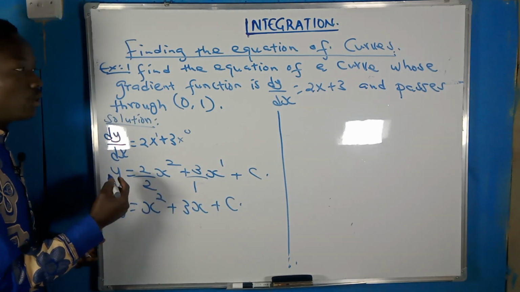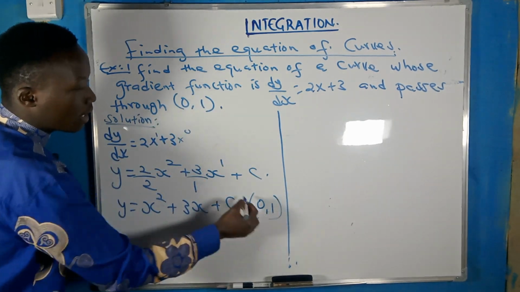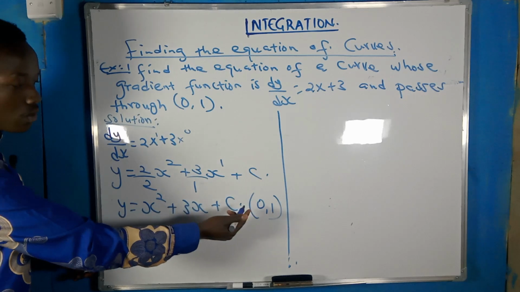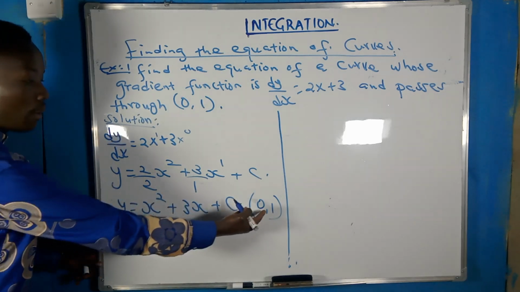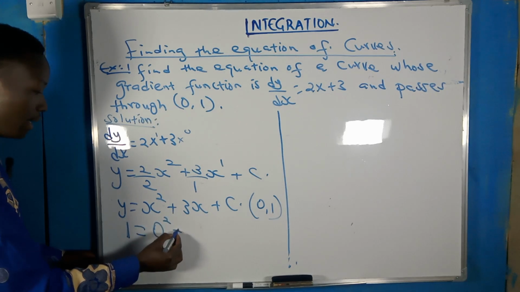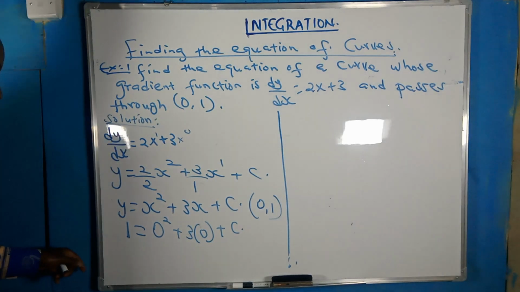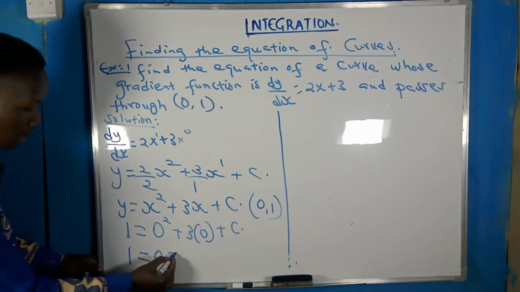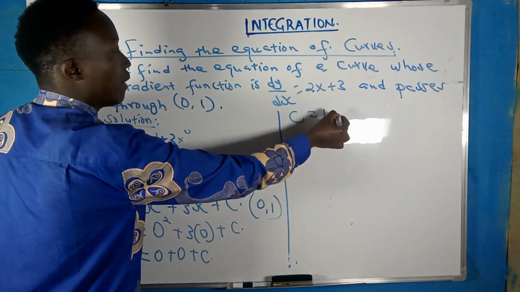So having this one, we are being told to find the function when the curve passes through (0, 1). So given the coordinates (0, 1), we can continue determining the value of c. So we will substitute our values of 0 and 1 to their respective variables. So our y is 1 equals our x is 0 squared plus 3 multiplied by 0 plus c. So that simply means that 1 is equal to 0 squared is 0 plus 0 plus c. Therefore, our constant is 1.